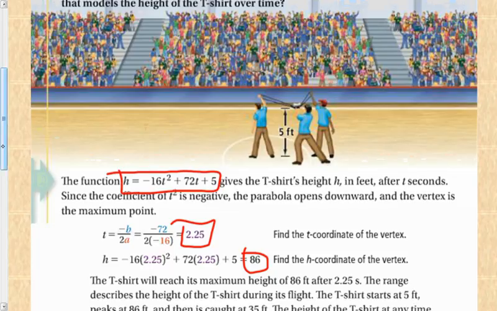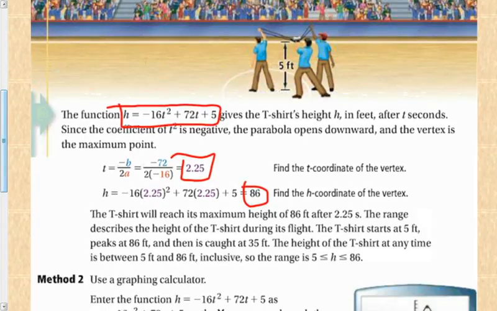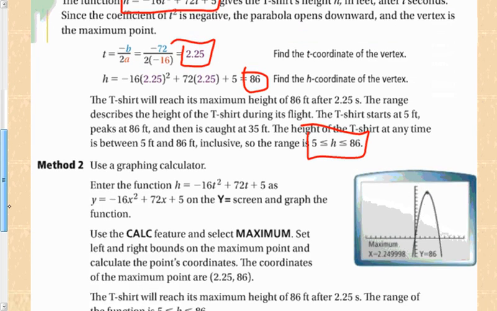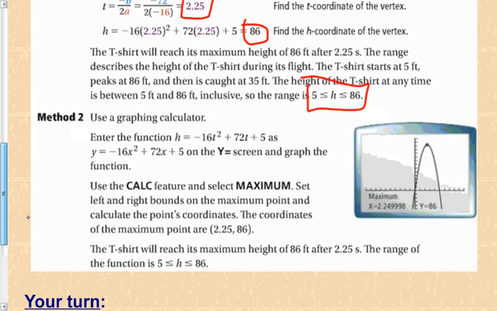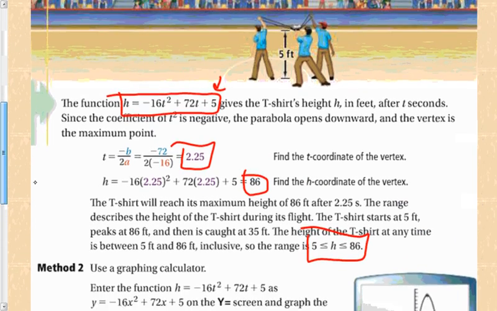All right? And so then it says the range. We're going to find the range as it describes the height. The t-shirt starts at 5 feet. That's where we got that plus 5 at the end. And it peaks at 86 feet. That's the highest. And then it's caught at 35 feet. So that means the range goes as low as 5 and as high as 86. So here would be our compound inequality, showing that the height of it is between 5 and 86 feet. Okay? All right, there's other ways to do it. You can use a graphing calculator, but we don't have those, so we're not going to use that right now. Our method worked just fine.